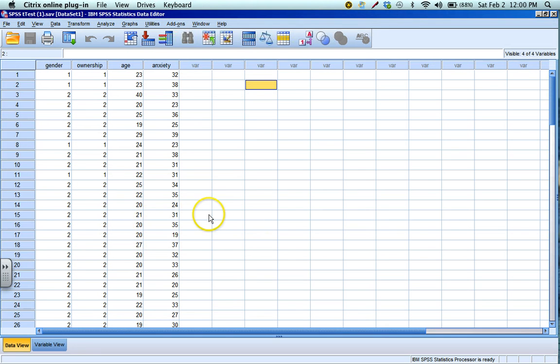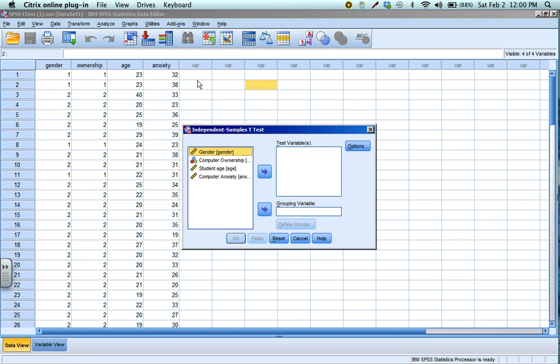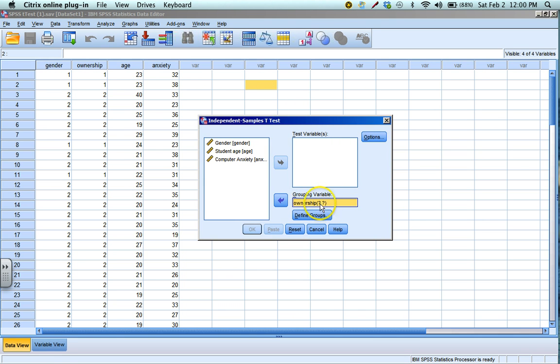Here in SPSS, I have my data already pulled up, and I'm going to go to Analyze, Compare Means, because remember it's a comparison of means, and then Independent Samples T Test. A couple of things I have to do here. My grouping variable is computer ownership, my independent variable, and I have to actually define that. You'll notice there are two little question marks there. I want to go back and show you something.